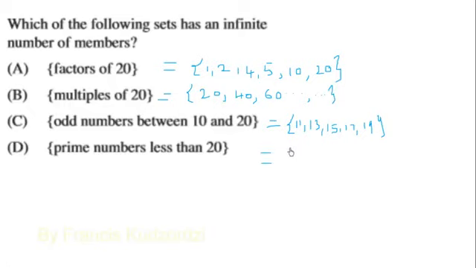So if you have a set where we can list all the elements, then that set is a finite set. But if you have a set where we cannot list all the elements, then that set is an infinite set. So the set that is infinite in this case is multiples of 20. The prime numbers less than 20 are 11, 13, 17 and 19. So the set whose elements cannot all be listed is B.